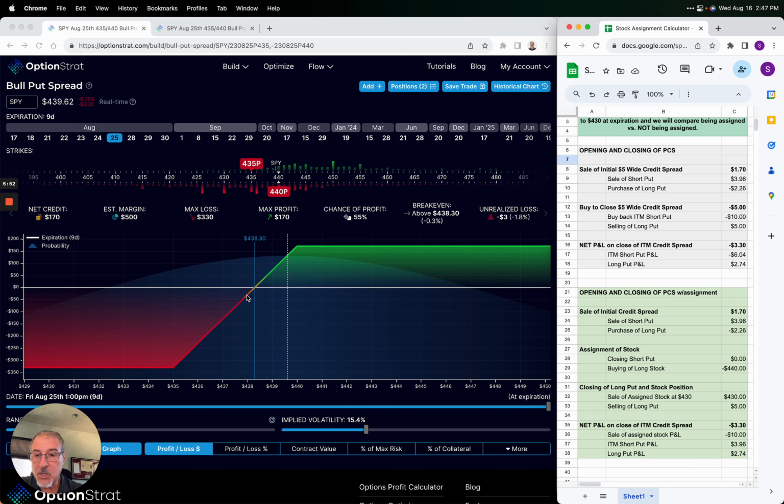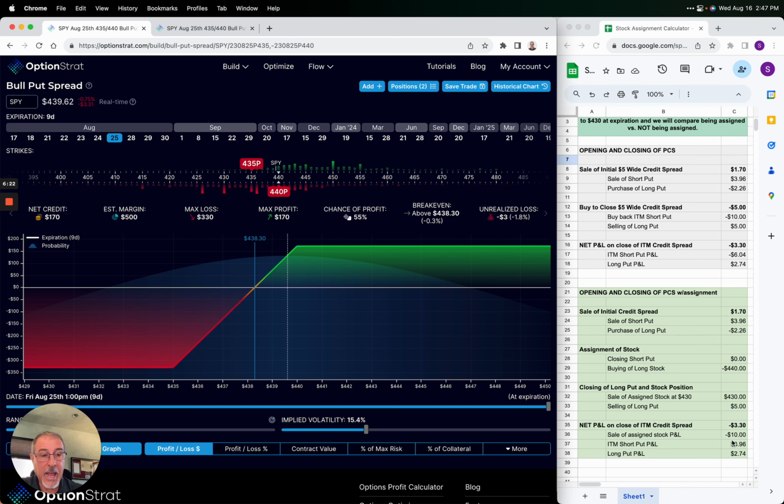Now, the market totally tanked. Again, we're down here at $430. We're going to close this position out. So we sell our stock at $430. So we were forced to buy it at $440. We're going to sell it at $430. This long put right here, the $435, that's still going to have a $5 value to it. So we get that as well.